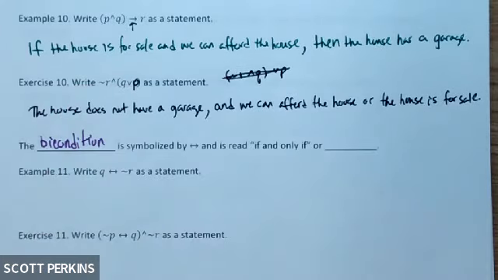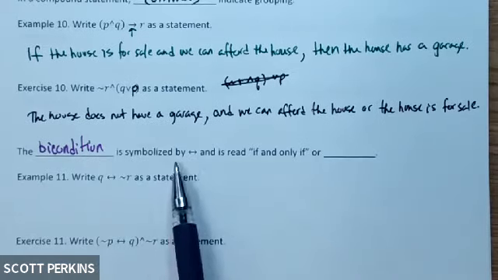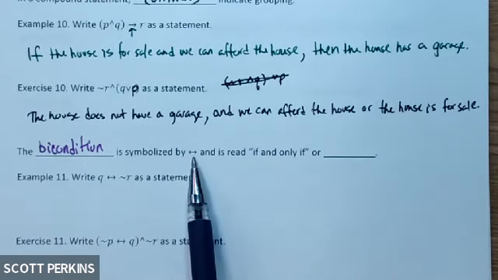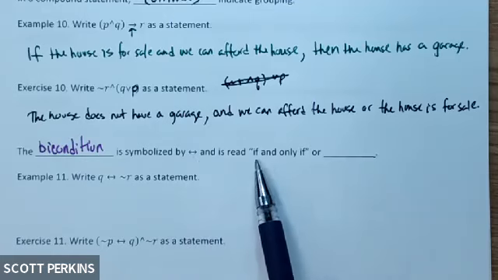Like a bicycle, prefix bi means two. Okay, so this means there's two conditions. What a biconditional is, and again, we'll learn more about this next week. Biconditional means that both statements are conditions, both statements are consequences. Okay, so biconditional is symbolized by a double arrow, and it's read "if and only if."